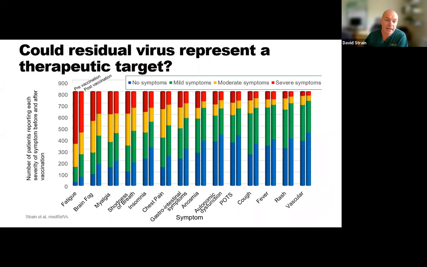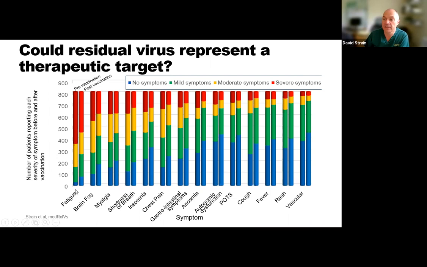What you've got here are each of the key symptoms that patients expressed. And what you've got is whether they had mild symptoms or no symptoms in blue, mild symptoms in green, moderate symptoms in yellow, and then severe symptoms were in red. And in the bars, you've got before and after vaccination in each case.